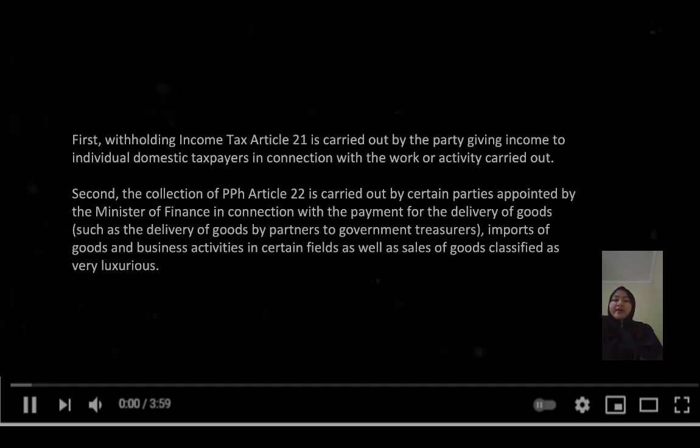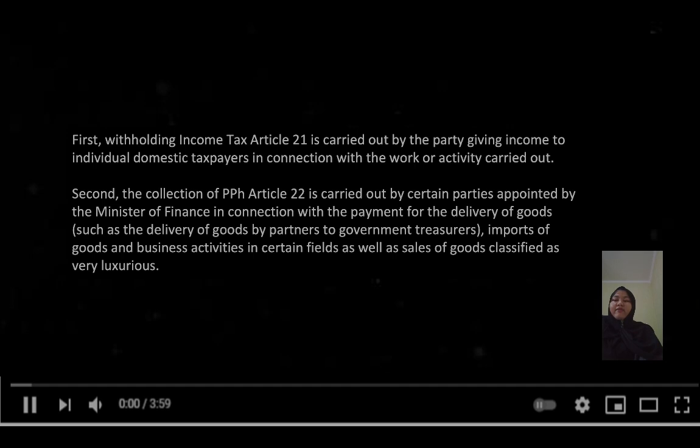First, withholding income tax Article 21 is carried out by the party giving income to individual domestic taxpayers in connection with the work or activity carried out. For example, salary payments received by employees are deducted by the employing company.